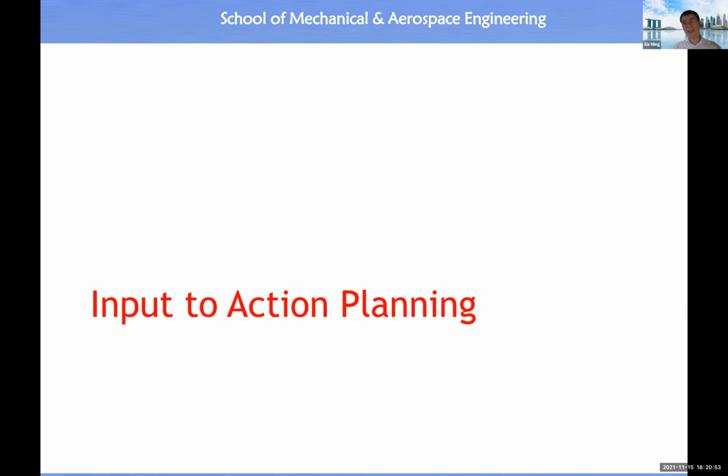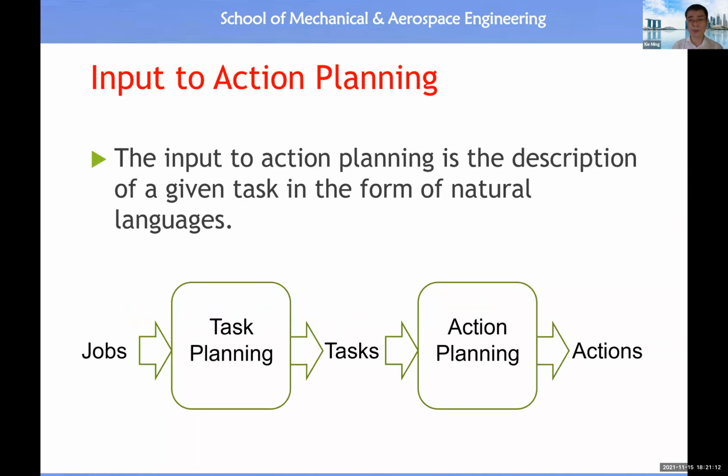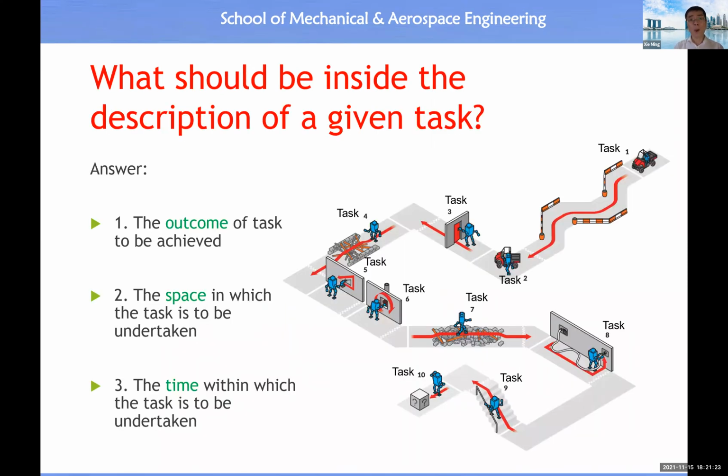So you understand, now what is the purpose of doing action planning? Basically, we have a task as an input, then we want to produce a sequence of actions as an output. So then we are going to look closely at the input to the action planning module. The input to the action planning module will be a task description in the form of human language. Then what should be inside the description of a given task?